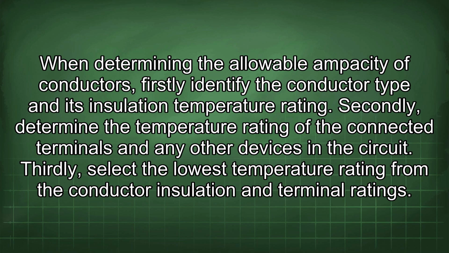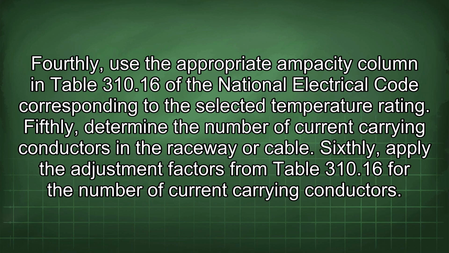When determining the allowable ampacity of conductors, firstly identify the conductor type and its insulation temperature rating. Secondly, determine the temperature rating of the connected terminals and any other devices in the circuit. Thirdly, select the lowest temperature rating from the conductor insulation and terminal ratings. Fourthly, use the appropriate ampacity column in Table 310.16 of the National Electrical Code corresponding to the selected temperature rating.